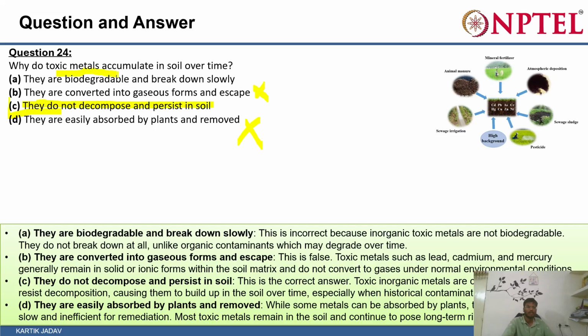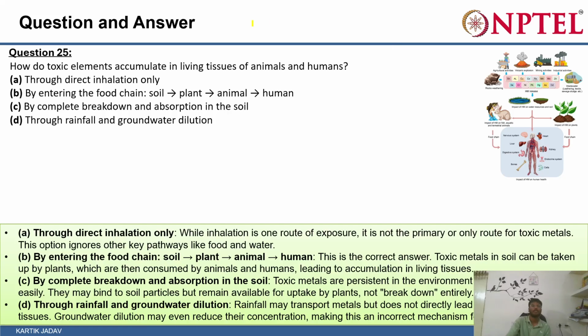They do not decompose and persist in soil. Generally, inorganic toxic metals are not biodegradable. They do not decompose and they generally accumulate over time. The accumulated metals also transfer into the plant cycle. Question number 25. How do toxic elements accumulate in living tissue of animals and humans? By entering the food chain, from soil to plant, plant to animal, and animal to human. So this is the cycle. The correct answer is option B.